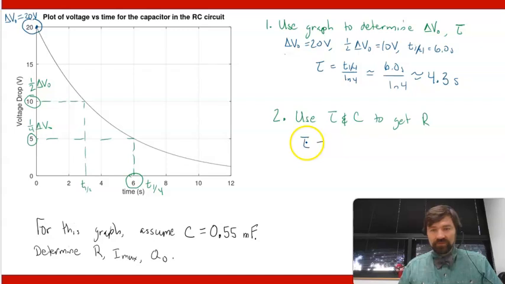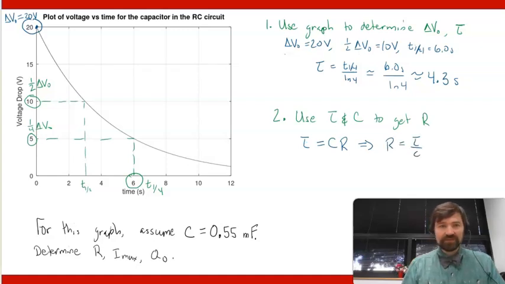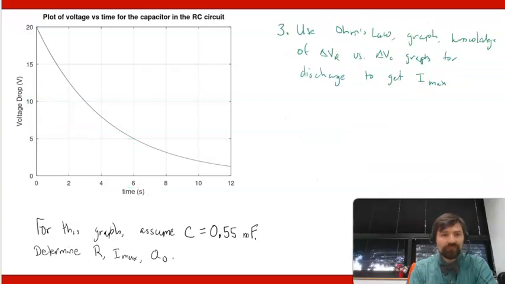Now we can use the time constant and C to get the value for R. Tau is RC or CR, so R is tau over C. That's 7,869, so we'll round that to 7,900 ohms.